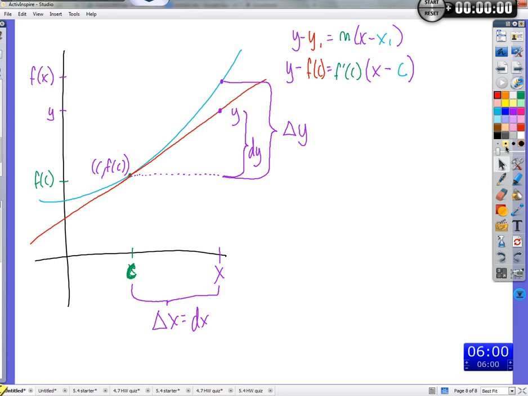You can solve this equation for y, and y equals f prime of c times x minus c plus f of c. I just added f of c to both sides to get y by itself. That's one thing we can do with that equation. When I say that equation, I mean this. You can write the general form of the equation of the tangent line at c. Okay, this is the equation of the tangent line at x equals c.